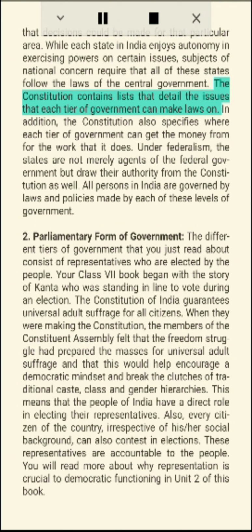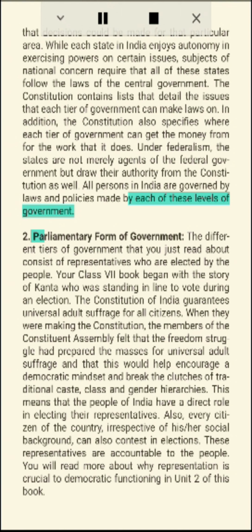The Constitution contains lists that detail the issues that each tier of government can make laws on. In addition, the Constitution also specifies where each tier of government can get the money from for the work that it does. Under federalism, the states are not merely agents of the federal government but draw their authority from the Constitution as well. All persons in India are governed by laws and policies made by each of these levels of government.